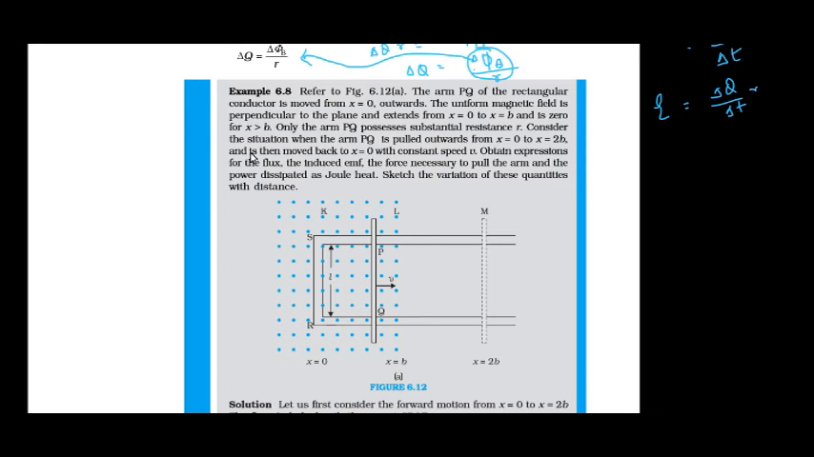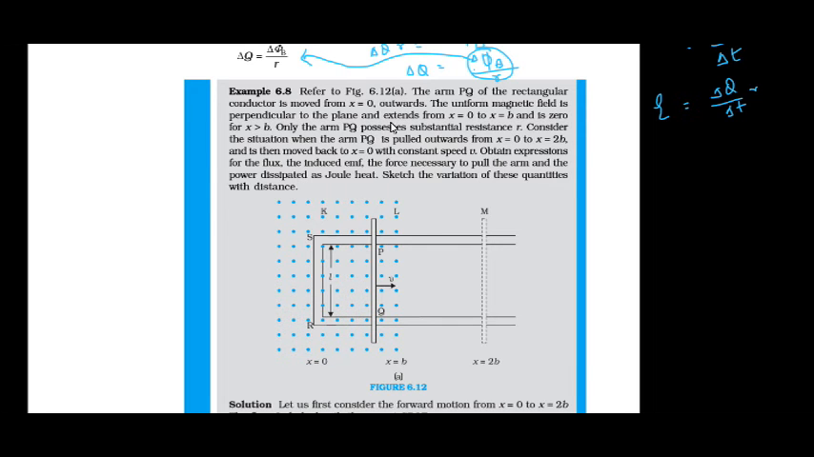Consider the situation when the arm PQ is pulled outward from x equal to 0 to x equal to 2b and then moved backward to x equal to 0 with constant speed v. Obtain expressions for the flux, the induced EMF, the force necessary to pull the arm and the power dissipated as Joule heat. Sketch the variation of quantities with distance. So let us go through the question again.